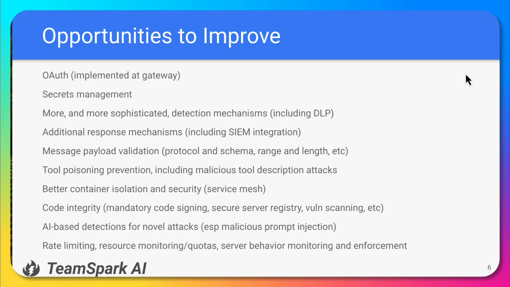So if I, as a user or an administrator, review a tool, lock it down, say this is what this tool does, and this is what it looks like, first of all, we need to make sure that doesn't change. But secondly, we need to make sure that the answers that come back from the MCP servers are consistent with those tools. And I think using LLMs to do that is probably going to be required. And also all of the things around rate limiting, resource monitoring, quotas, server behavior monitoring, essentially looking at how these things operate and making sure they're not going crazy.